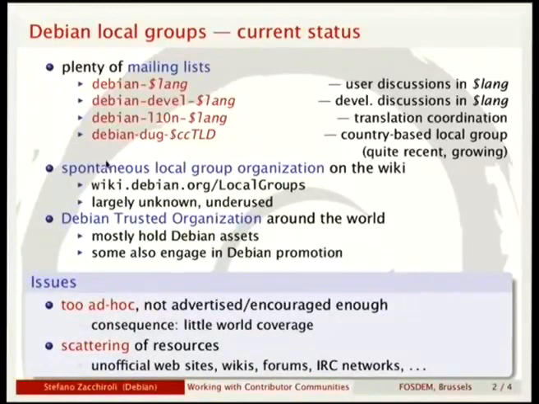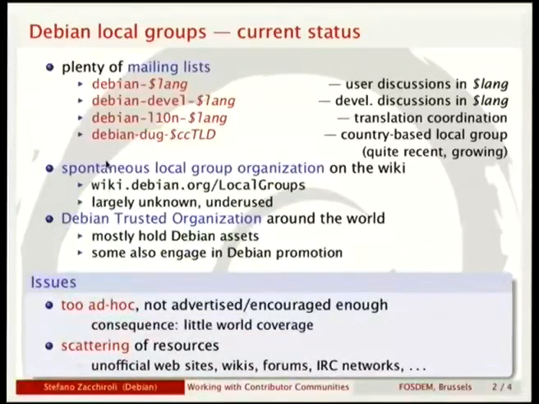And there is no incentive. So people who start up creating a local group do that just because they love Debian, but there is no way for the project to actually encourage them to do so. And as a consequence of that, while Debian developers are all around the world, the local Debian groups are very few and are not covering the whole world. So there are plenty of places where you will not be able to find a local Debian interest group. So this is the first problem.